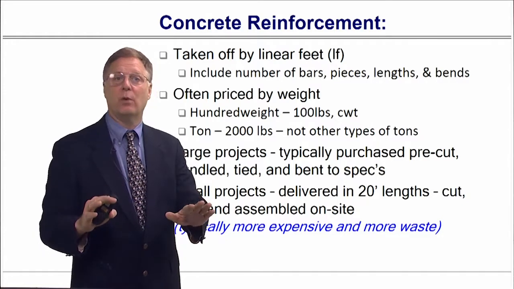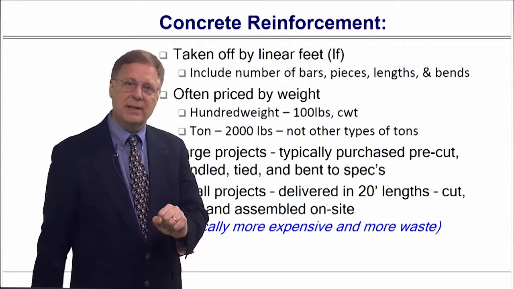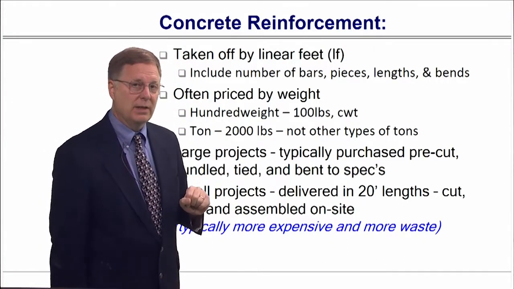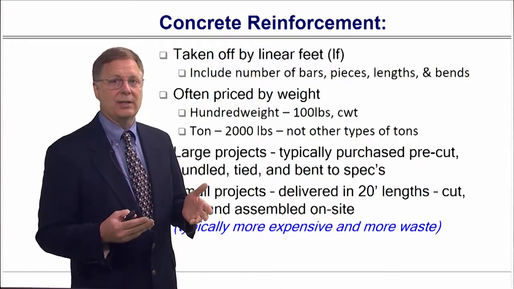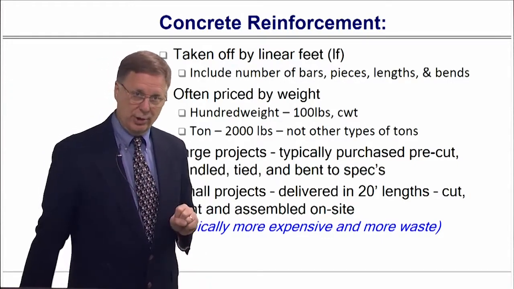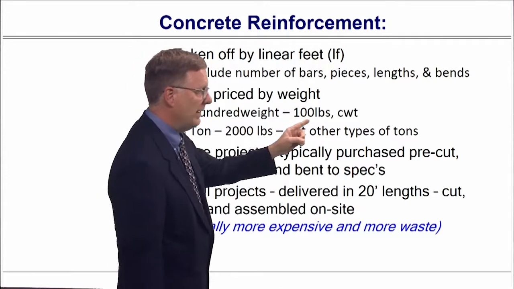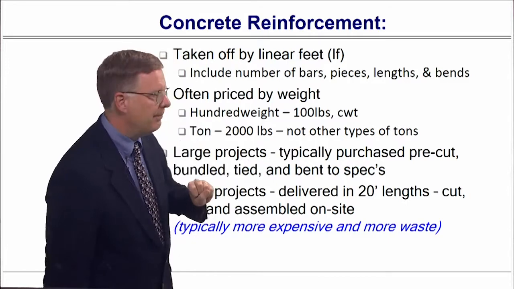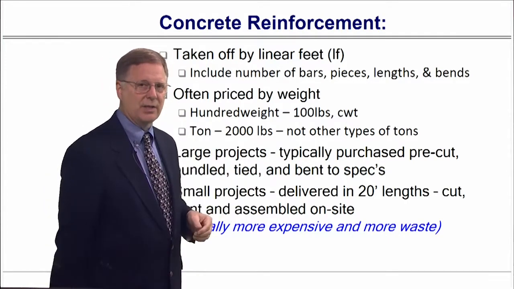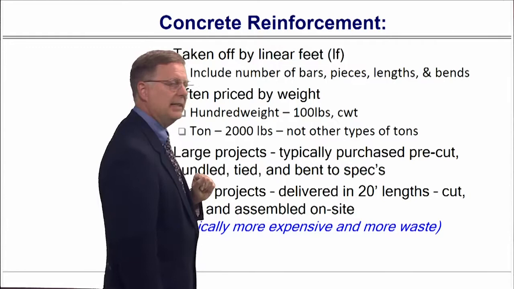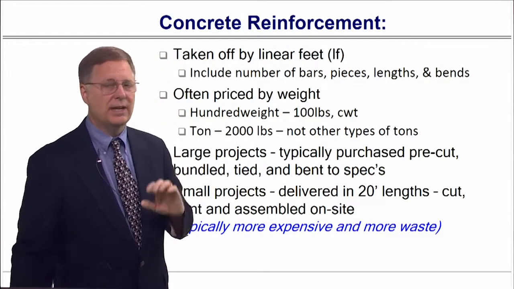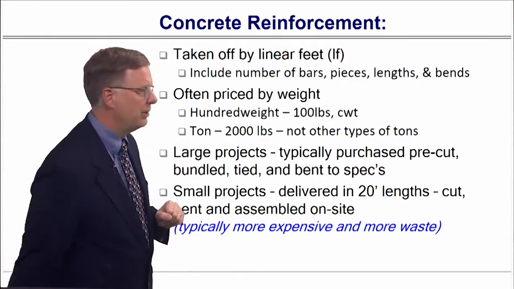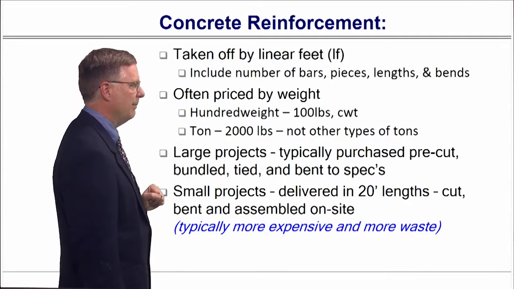Now I need to put some reinforcement in there, and that depends on what the reinforcement type is. It's typically taken off by linear feet of your reinforcement, although it's often priced by the weight. So you're going to have to do some sort of conversion, and I'm going to show you that. It might be in hundredweight, designated CWT, where every 100 pounds is a hundredweight. And often it's done in tons. Remember, we use US tons, not metric tons, not imperial tons. We use the US 2,000-pound ton.